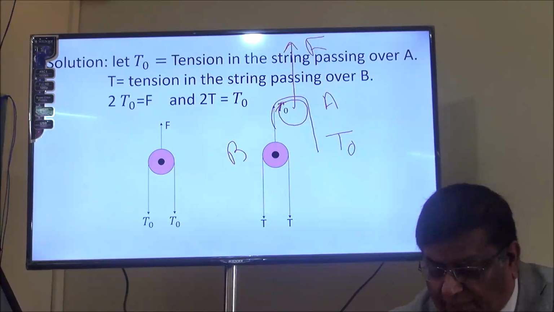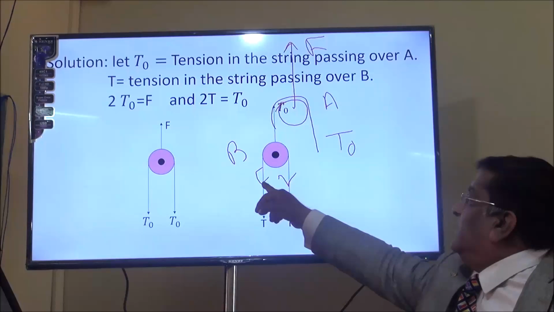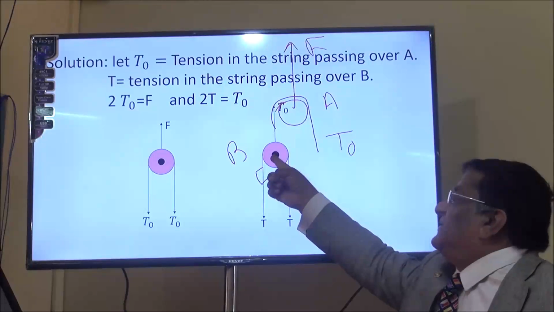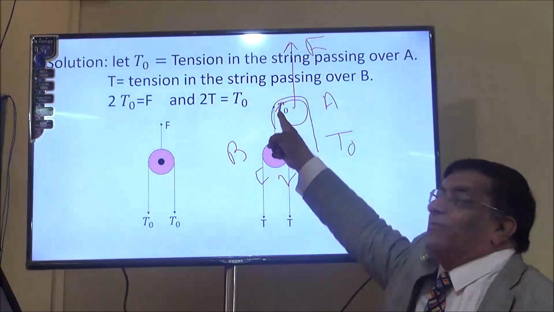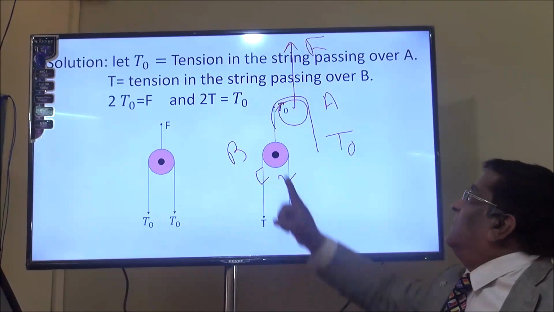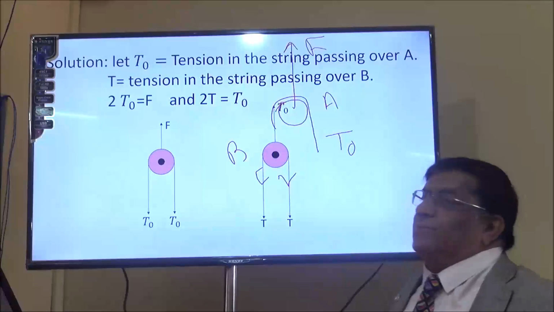That is downward here, and here it is this way. Both are working downward. If these two are working downward and the pulley is here, then how much should this be equal to? T plus T, 2T. So we got one equation: 2T is equal to T naught.